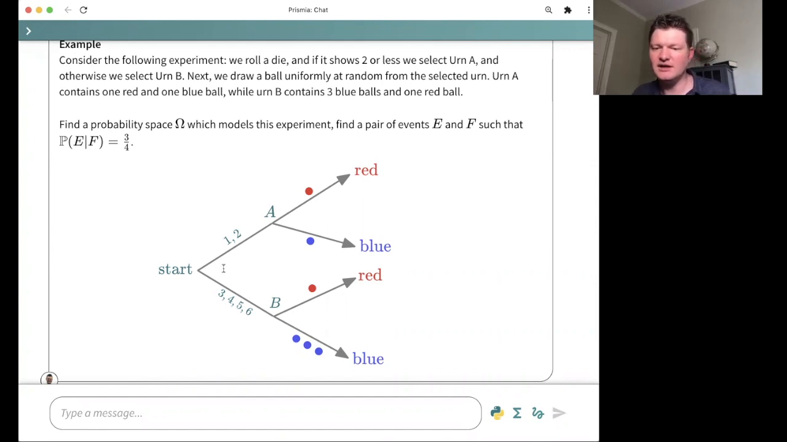So we could end up, as the final result of this experiment, we could get a red ball from urn A, a blue ball from urn A. You get the idea, red from B, blue from B. Those are the possible outcomes.